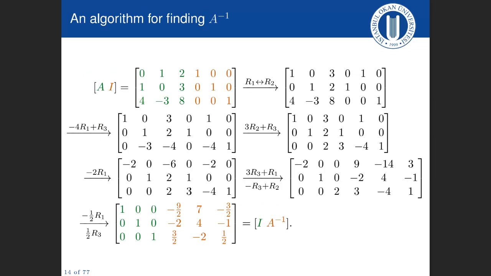Here's the calculation. I'm not going to spend time talking about this. I'll leave this for you to check later. After we've reduced this, our A I reduces to a matrix with the identity on the left and then another matrix on the right. And this matrix on the right must be A inverse by the theorem.